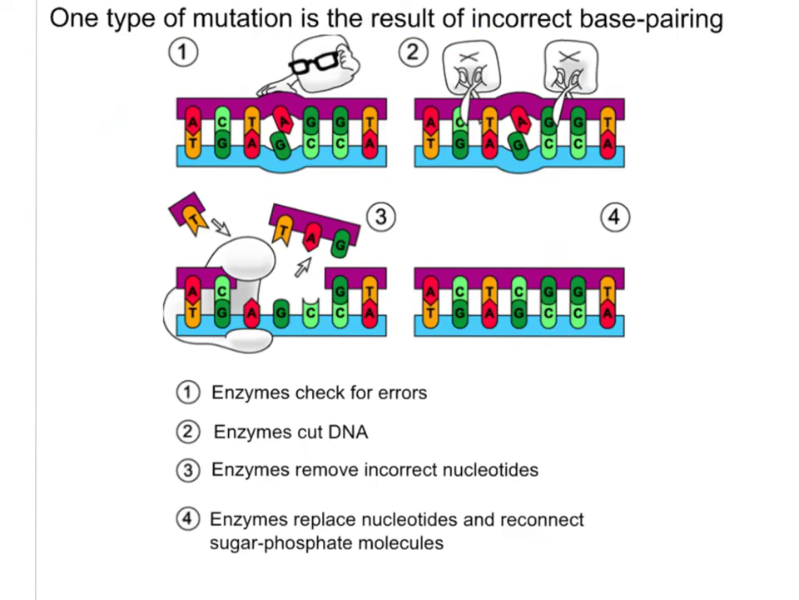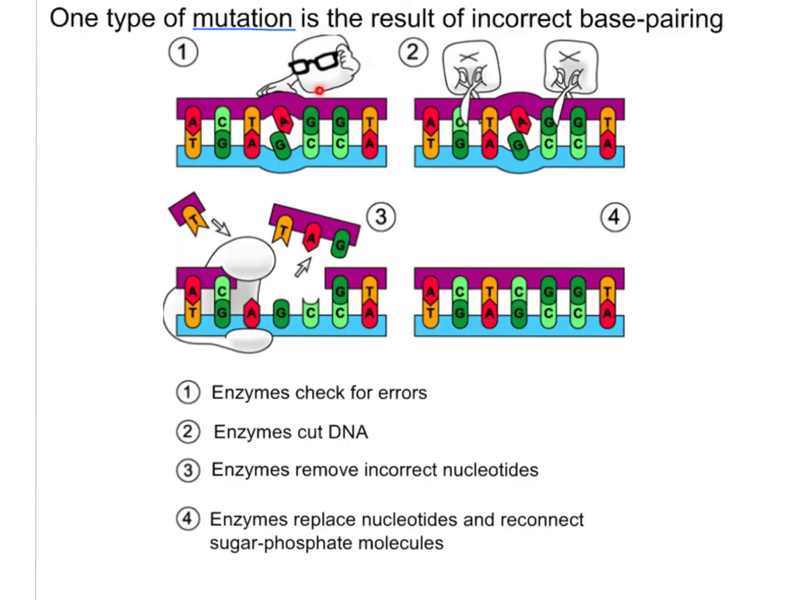So what happens if there's a mistake? If there's a mistake, we call that a mutation. One kind of mutation is the result of incorrect base pairing. Here's an example of that. We have the correct base pairing here, A and T, G and C, A and T. Whoops, that is not correct base pairing. A and G don't go together. This is a mistake. We call that a mutation.